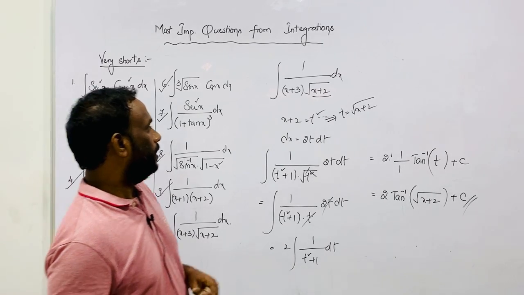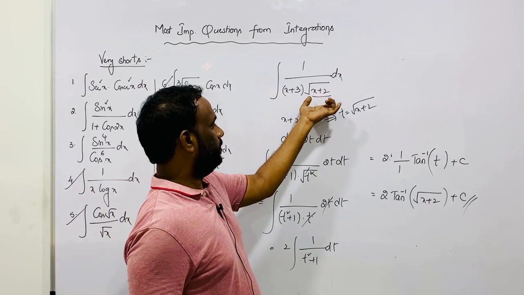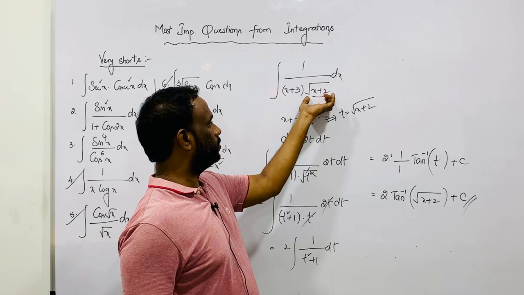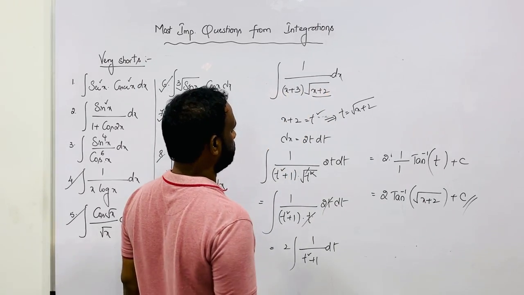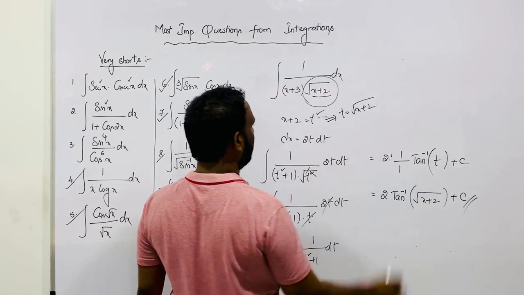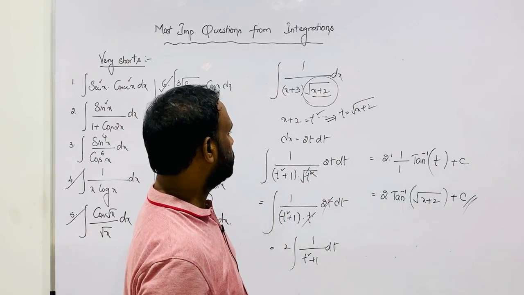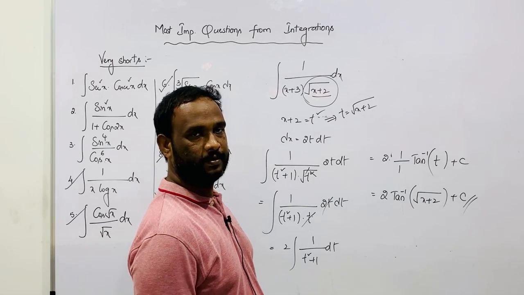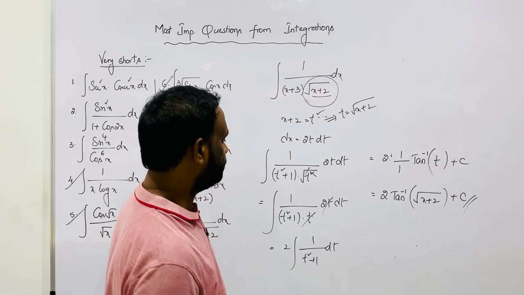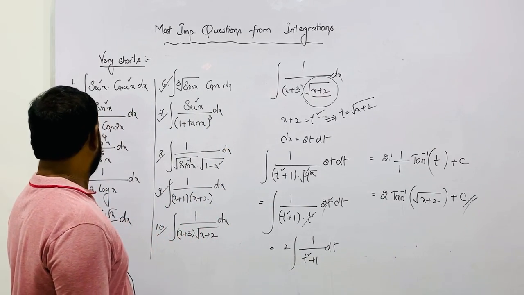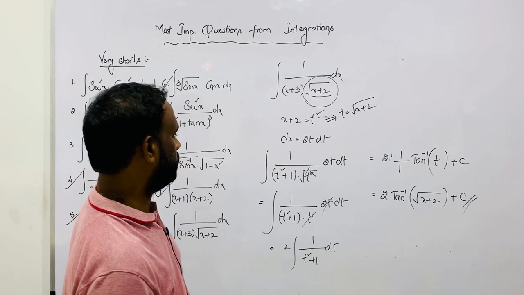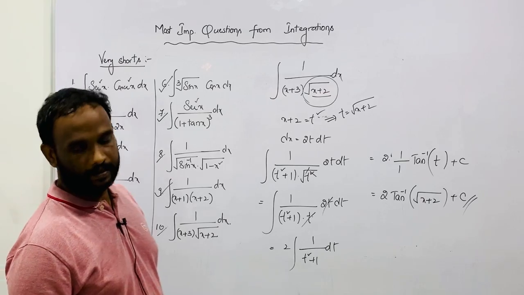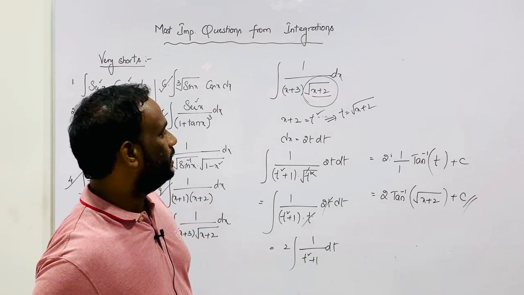So whatever the problem given such that the term in the square root is 1 less than the other one, always the solutions are of the form 2 into tan inverse of square root of the term that is present in the square root. So these are simple, very short questions and answers from indefinite integrations.